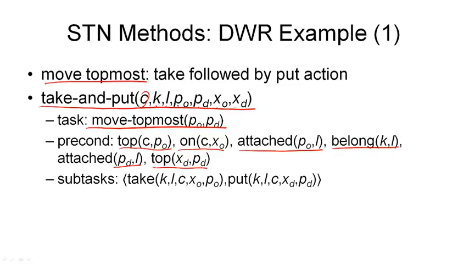And then finally, we have the subtasks, the network associated with this method, simply consisting of the two primitive tasks, take and put. So we're taking with crane K at location L container C from the origin container in the origin pile. And then we need to put the container with the same crane at the same location, the same container we just picked up, onto the destination container in the destination pile. These are the two subtasks of this method, and as you can see, I've described them as a sequence, so they are totally ordered, which means this method is totally ordered.